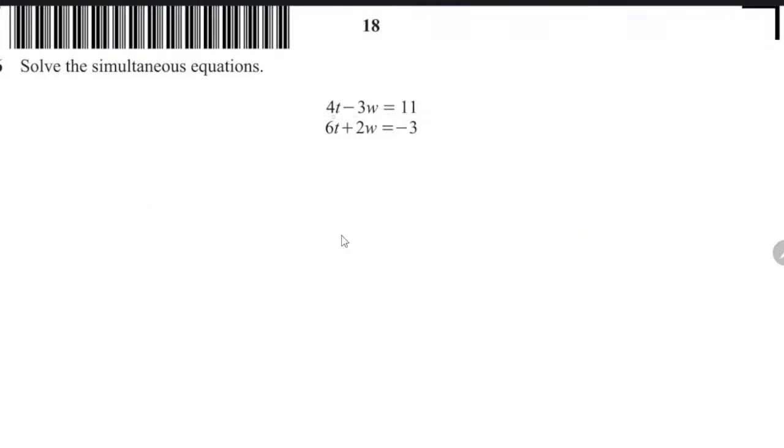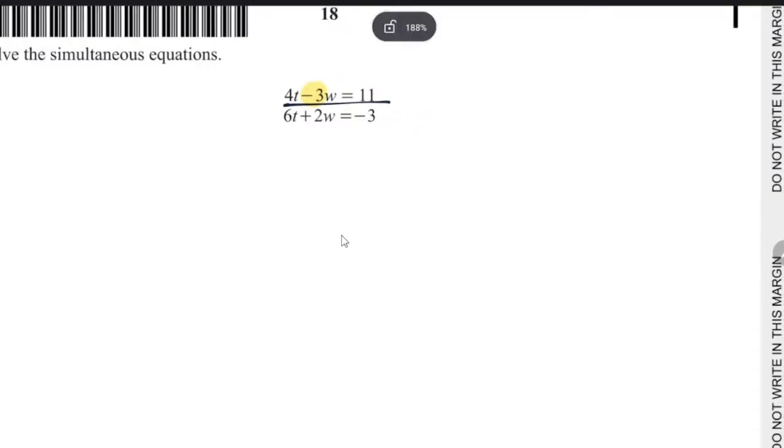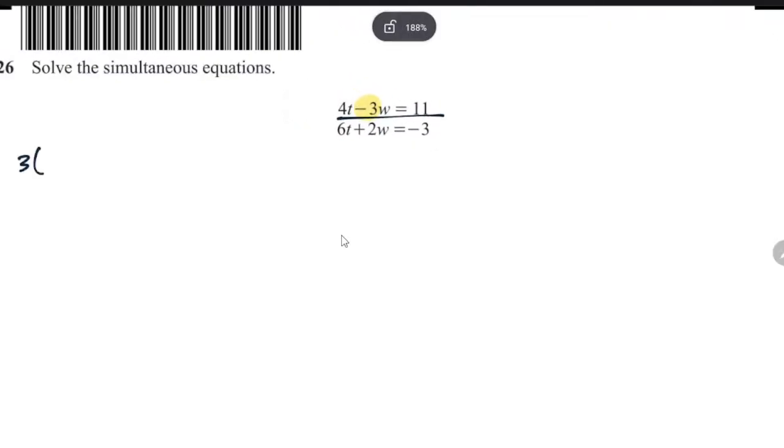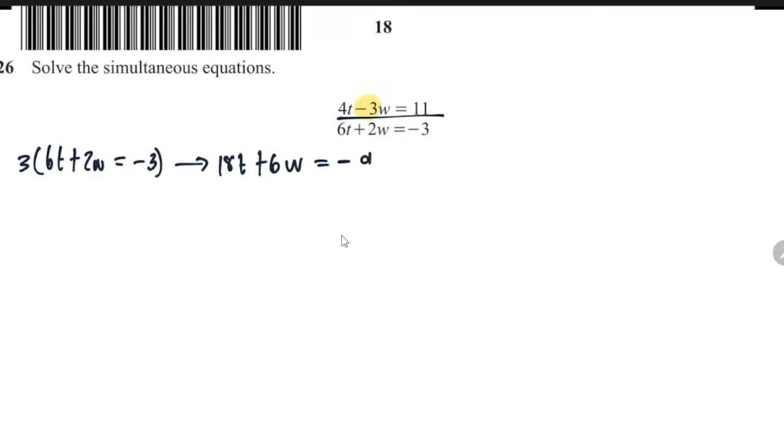So remember we have this. We take the value. What is the value in front of w here? It's negative 3, but just take the 3, okay? And you multiply the whole of the bottom one, okay? So you're going to say 3 should multiply the whole of the bottom one. 6t plus 2w equal to negative 3. And it will become 3 times 6, that's 18t. 3 times 2, that's plus 6w. And it will be equal to 3 times 3, but it's a negative. That will be negative 9.